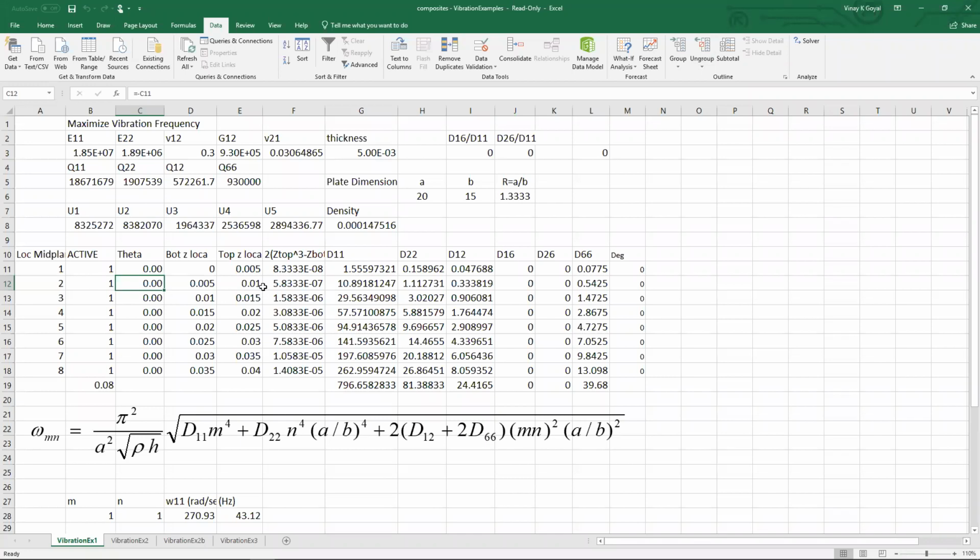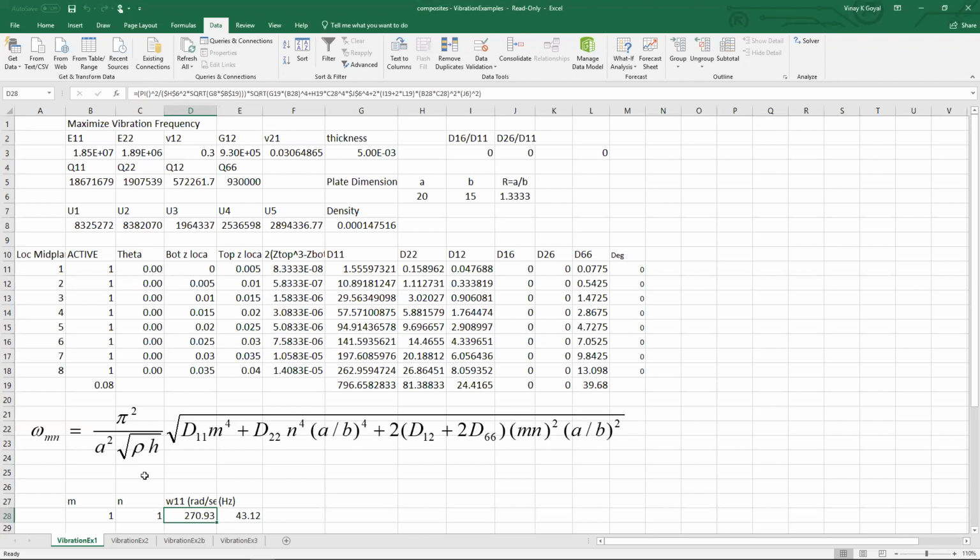Again, this column is used so that we can then calculate the D matrix. So this is where this is coming from. The summation of this is used directly in the omega calculation of frequency. You can see here pi squared, and all this formula has been plugged in. That's for the first frequency. And again, our goal is to find the ply angle and maximize the frequency.